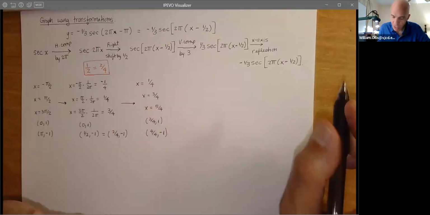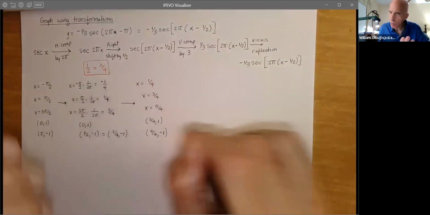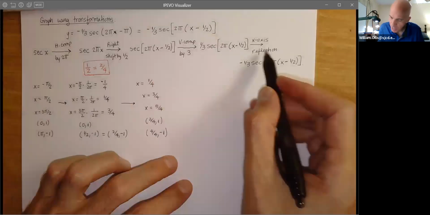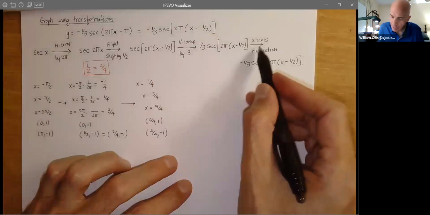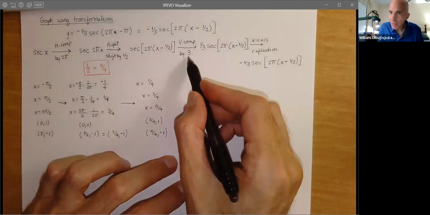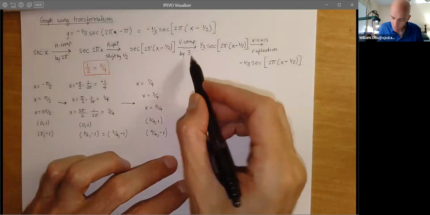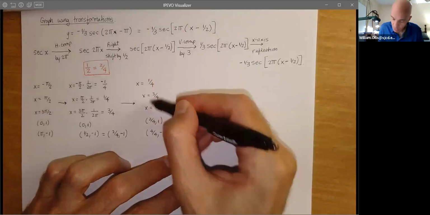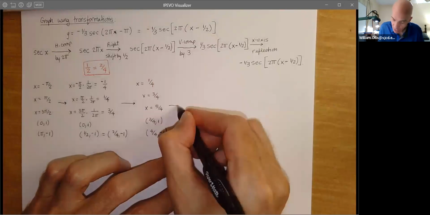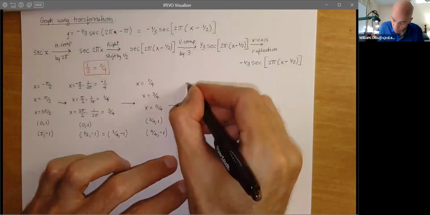These are all nice numbers that we can easily plot, but we're not quite finished. Now we need to do the decompression by 3. So divide the y coordinates by 3, but of course that's not going to affect the vertical asymptotes because those are x values. So these are the same, we'll just be a court reporter here.